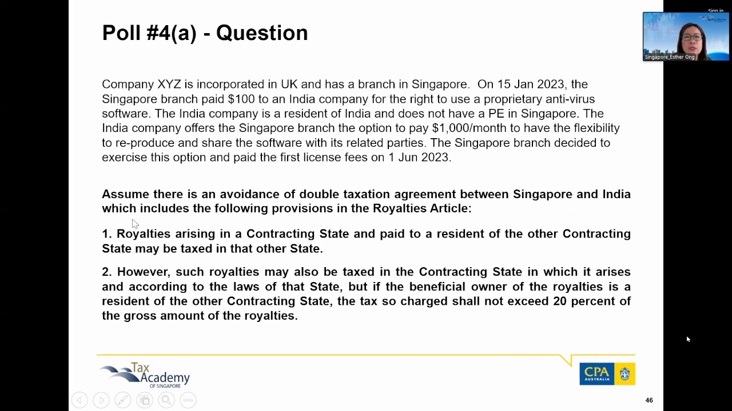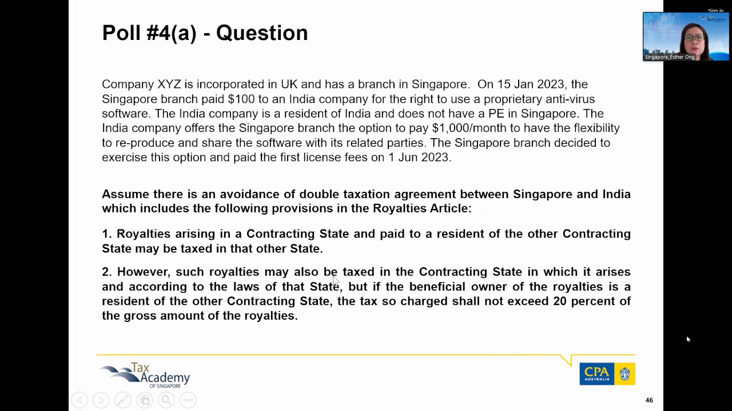So now we assume there is a tax treaty between Singapore and India, which includes the following provisions in the royalties article. Royalties arising in a contracting state and paid to a resident of the other contracting state may be taxed in the other state. So this one we are sharing taxing right between Singapore and India.